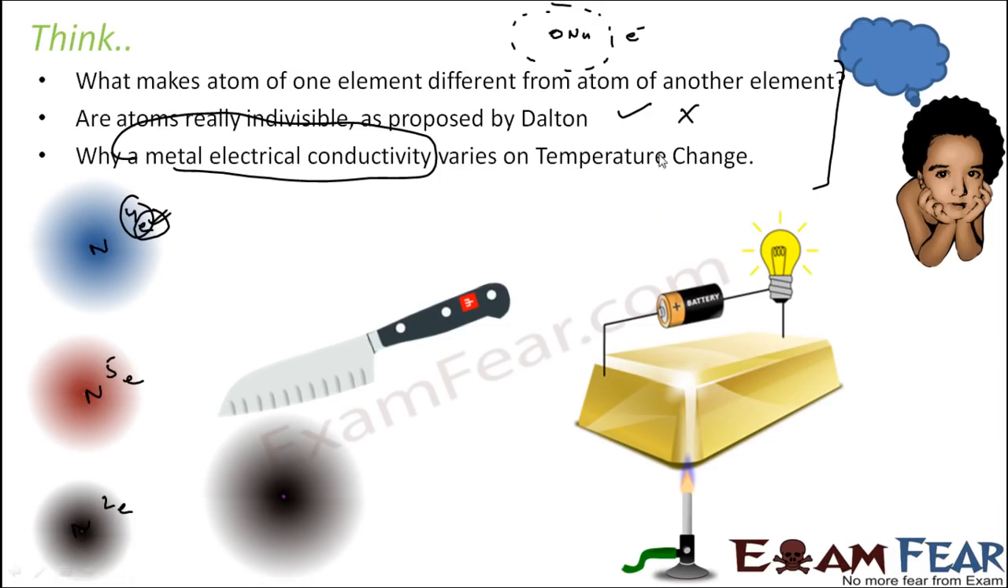Okay, we know what is atom. Atom is nothing but we have a dense nucleus and then we have electron cloud, negatively charged. Overall, the atom is neutral because the nucleus is positively charged and this electron cloud is negatively charged. They balance each other and overall the atom is neutral.